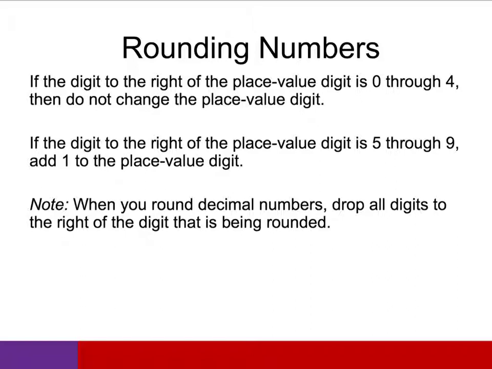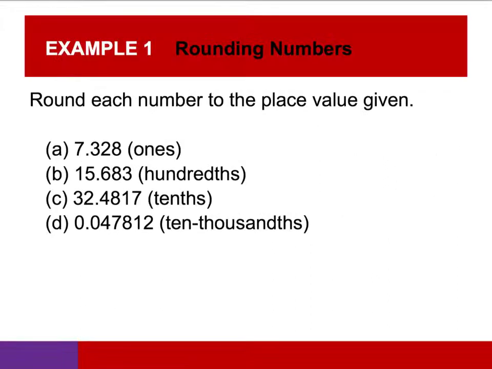Then what we need to do is round the decimal numbers and drop off all digits to the right. So if we go through, we might have to put some zeros in, or we might just have to end the decimal there. Now let's go through a couple examples. Alright, so we're going to round each number to the given place value.